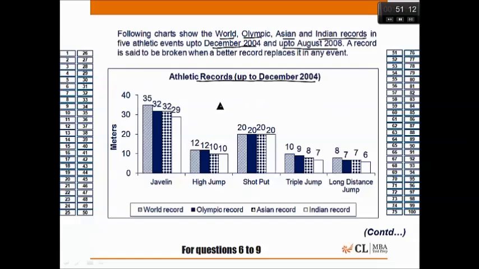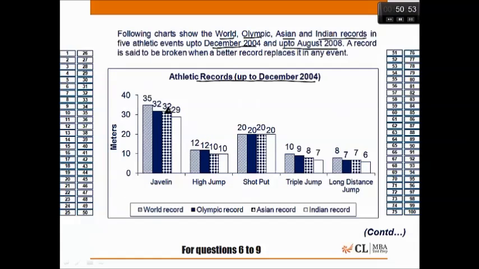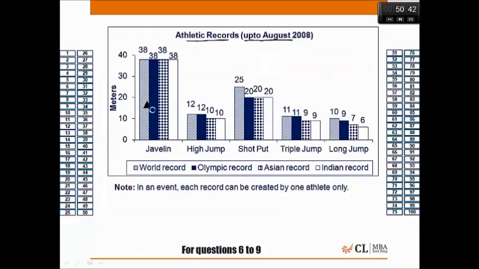Okay. What is given? A record is said to be broken when a better record replaces it in an event. So the Indian record is 29. The Asian record is 32. The Olympic record is 32. Is it the same guy running? Okay, in an event, each record can be held by 1 and 3 only. Great. Which means, let's understand this. If this is 32 and this is 32, whoever has got this record must be the same guy. So the Asian guy made the same record. Okay, easy to interpret.